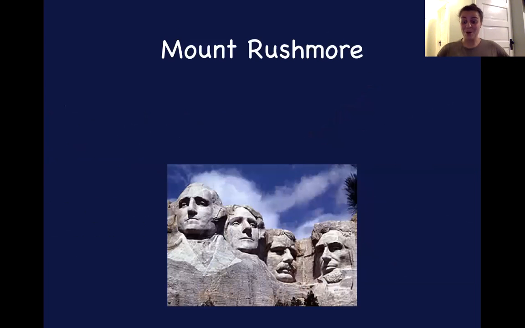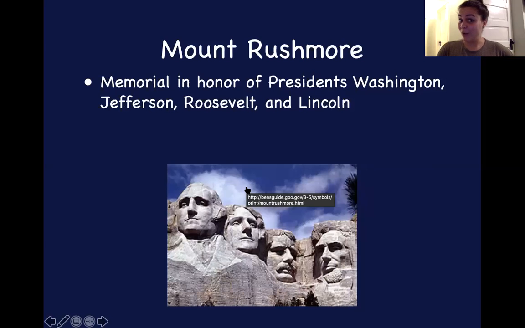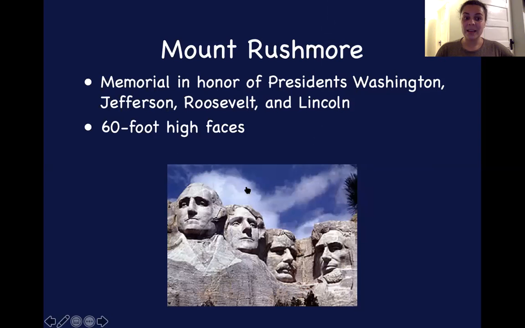Mount Rushmore. Oh my goodness. Look at that. Do you know what that's made out of? It is made out of, let's see, maybe stone? It's a memorial in honor of Presidents Washington, Jefferson, Roosevelt, and Lincoln. It is 60 feet high, meaning those faces are 60 feet high. That's crazy. And it's located in South Dakota.